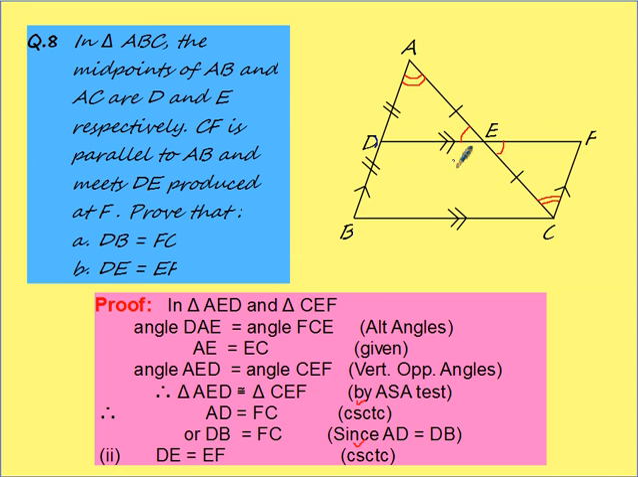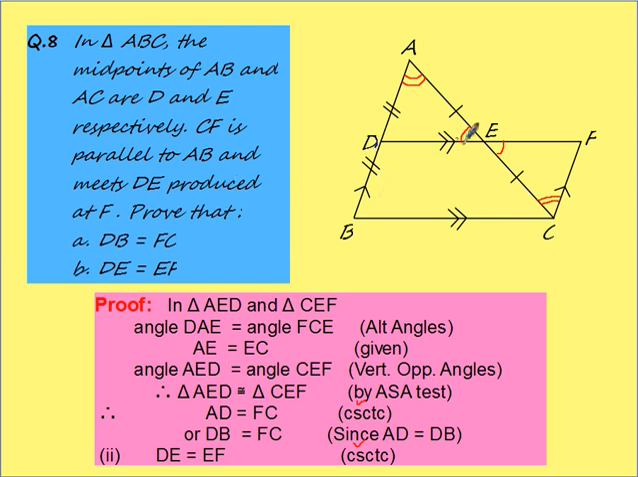So CF is parallel to AB. CF, so you can see here, CF is parallel to AB. So there you can use the parallel sign. I have used this parallel sign also. This indicates they are parallel. Now after giving this, they said DE produced to F.